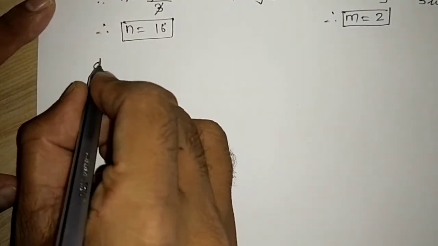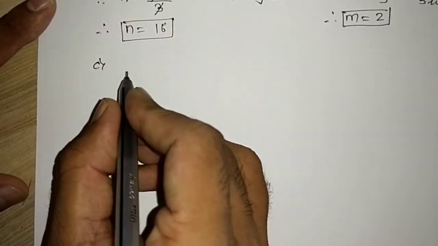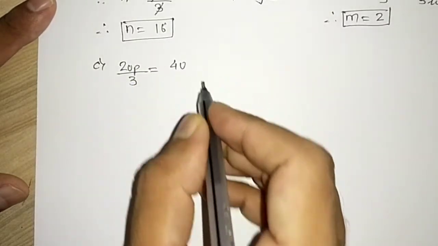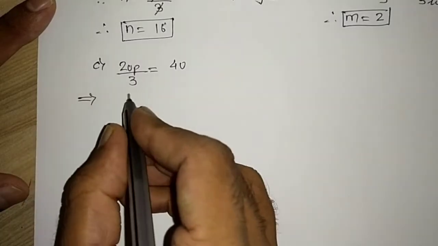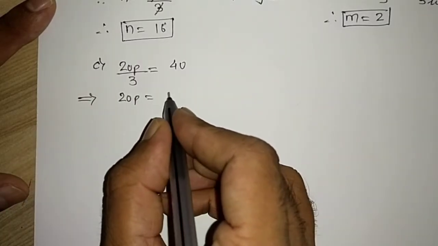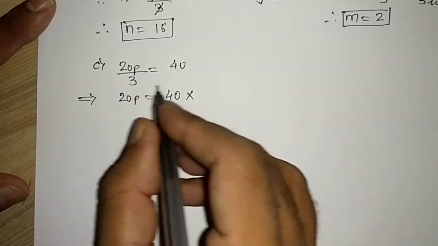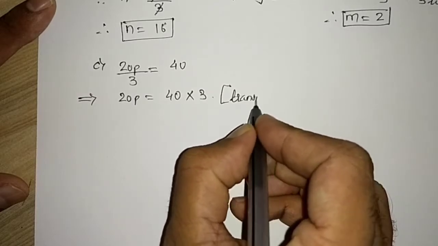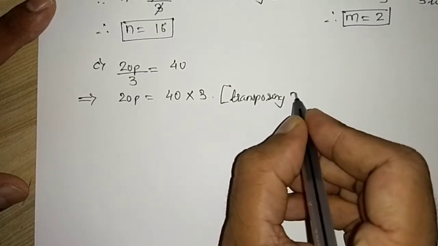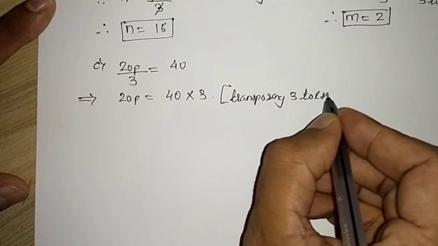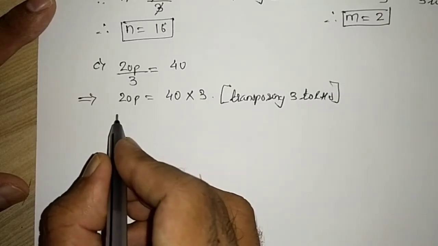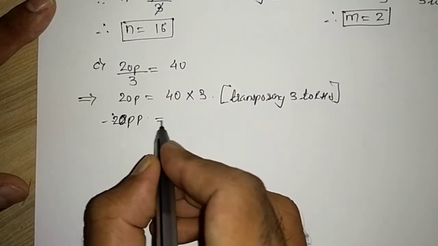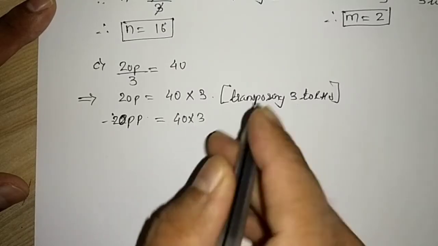Moving to third part, part C is 20p divided by 3 is equal to 40. First step is transposing 3 to RHS, which is in division, so it will multiply. We will write transposing 3 to RHS. Therefore 20p is equal to 40 into 3. Let it be like that only. Why, I will tell you.